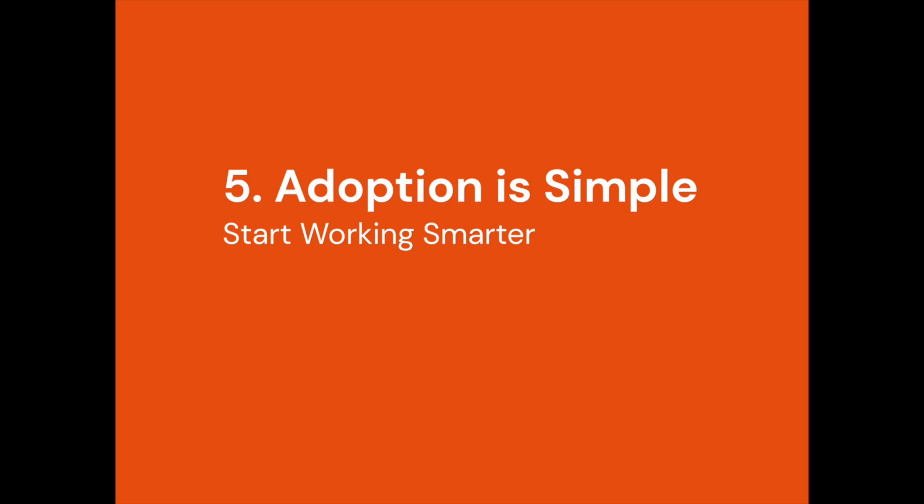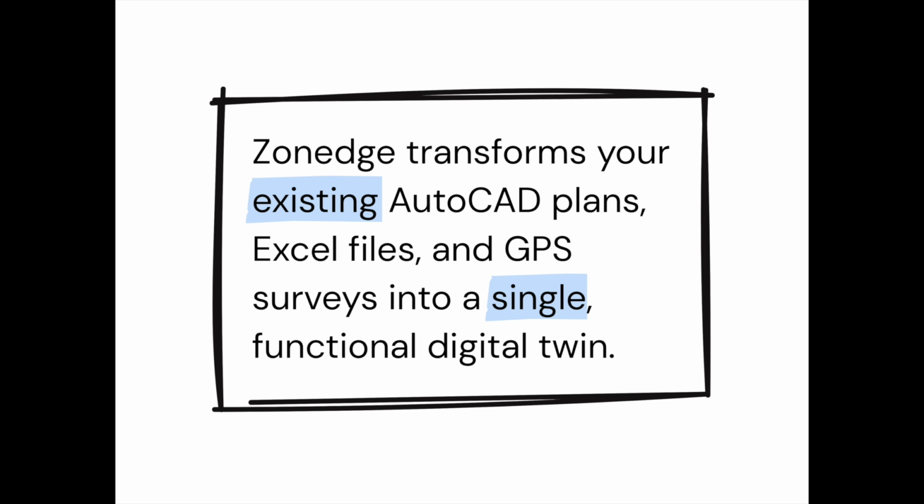Now, I know what you might be thinking. A whole new system? That sounds like a huge, complicated transition. But Zonedge was actually designed to make adoption incredibly simple. You see, Zonedge doesn't make you throw everything away and start from scratch. Not at all. It's built to take all your existing assets, your AutoCAD drawings, your Excel files, your GPS data, and pull them all together, transforming them into that single, functional digital twin.